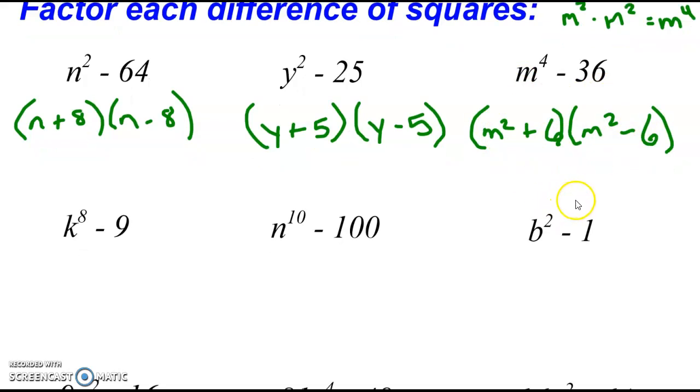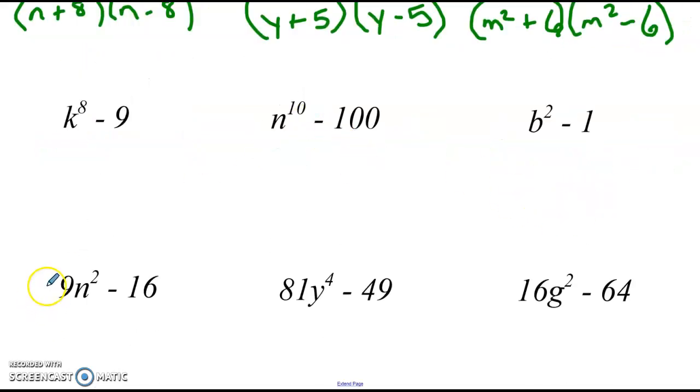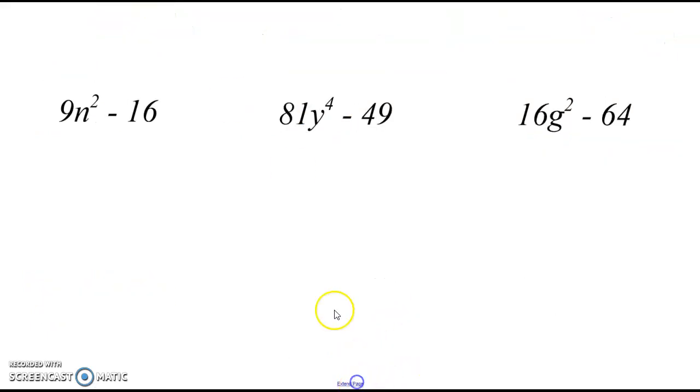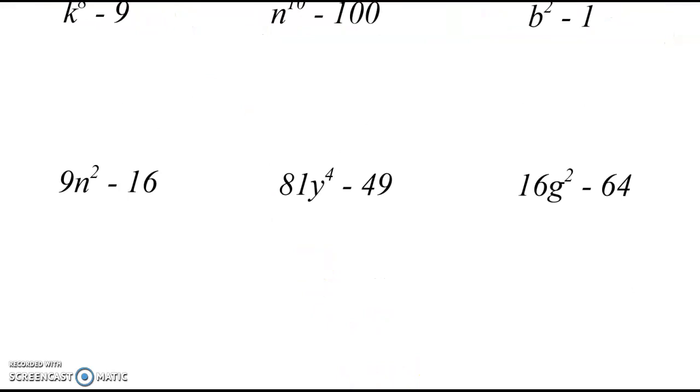One more that's a little tricky here. If I go down to this 9n squared minus 16. This one is also a perfect square because the coefficient 9 is also a perfect square. So you can see that these will get more elaborate, and that's okay. The only rule for this is that every single part of the binomial has to be a square, or else this won't work. And of course, it has to be a difference as well.